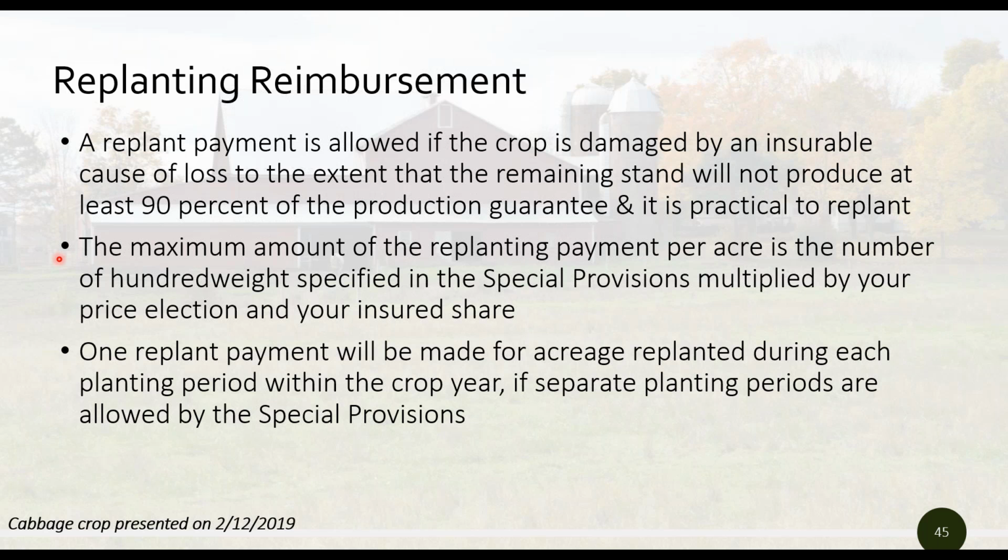Now, the special provisions for the state of Pennsylvania for Schuylkill County indicate that the maximum amount of the replanting payment per acre is 50 hundredweight for reseeding and 40 hundredweight for transplanting. There is one replant payment that will be made for acreage replanted during each planting period within the crop year if separate planting periods are allowed by the special provisions.